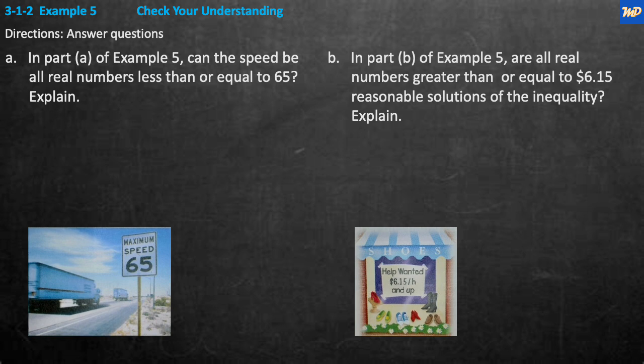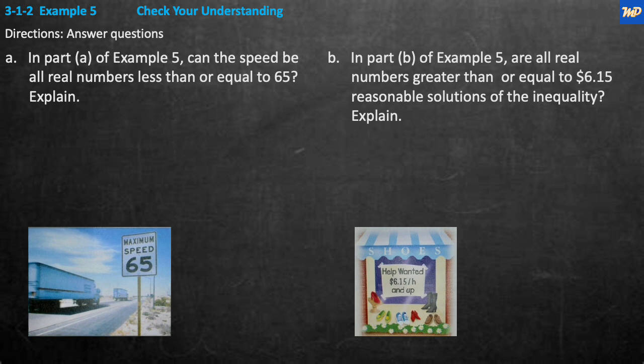Okay, we're back. Let's look at part A. In part A of example 5, can the speed be all real numbers less than or equal to 65? Well, since it's a real world problem, we're going to have to say no. If this was just a theoretical problem, you could say yes, it's all numbers, every possible number.